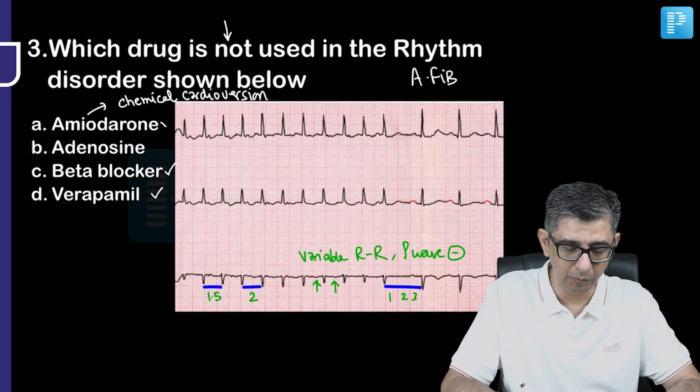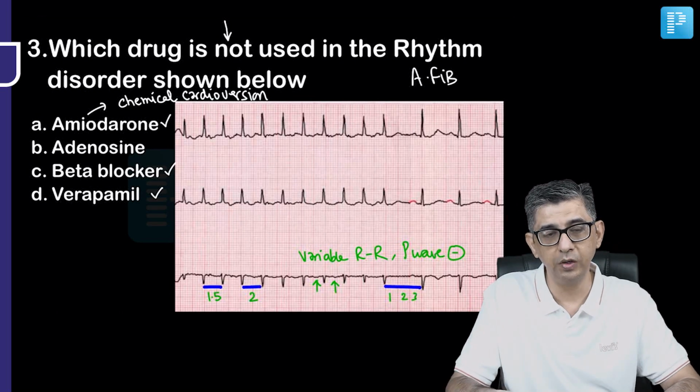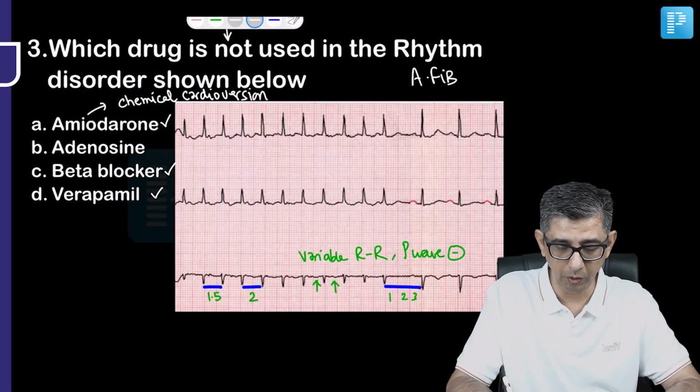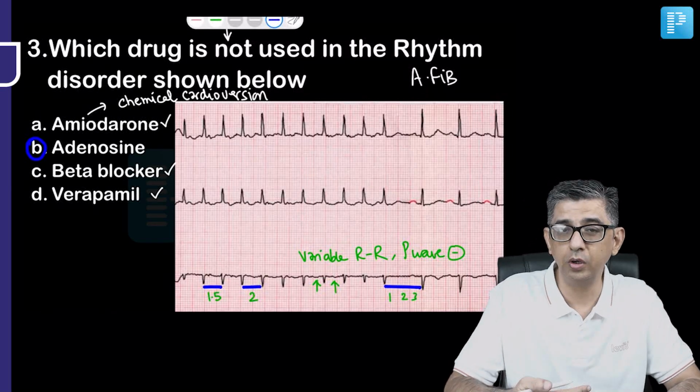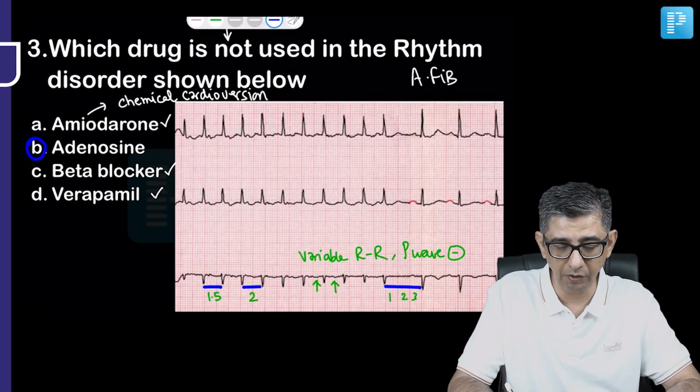So since you are able to rule out 3 options, you can comment on the answer to this question, which would be option number B, that is adenosine. And let me give you one more reason why you should not use adenosine in any patient of atrial fibrillation.